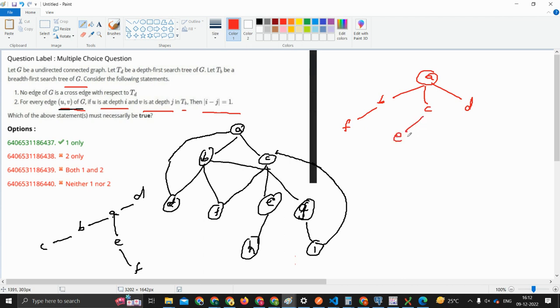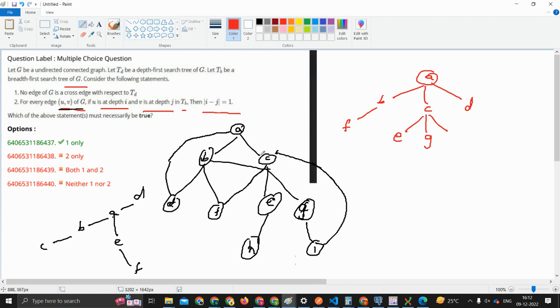F is okay. First E, right? According to alphabetical order, and then G. Why not? Okay. F is already visited. Okay, fine. E, then G, then E to H.